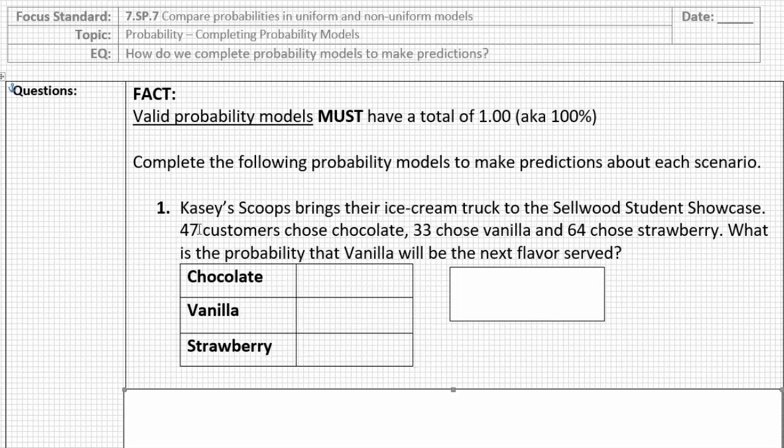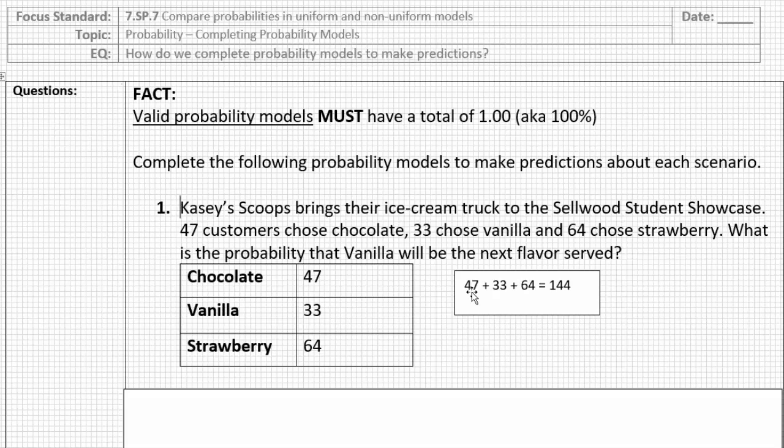So we need to take their data of 47 who chose chocolate, 33 who chose vanilla, and 64 who chose strawberry, and turn those into a fraction, decimal, or percent of their total customers. So we need to add these numbers up. It's okay to use a calculator for this. So let's see, go ahead and grab one or do it on the side of your paper, scratch paper, add that up. So when we add that all up, we get 144.